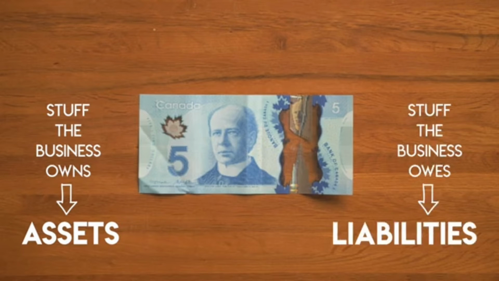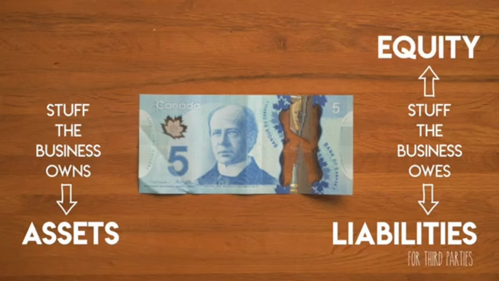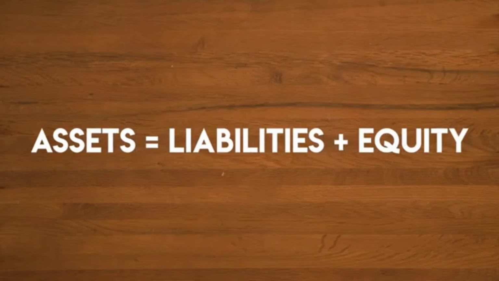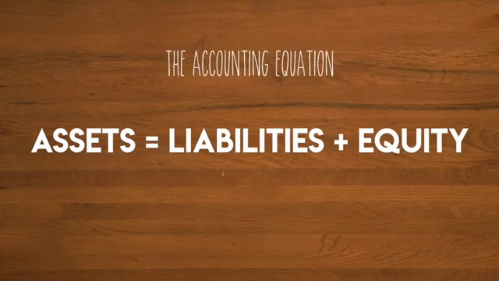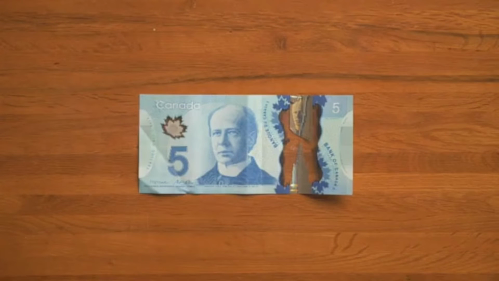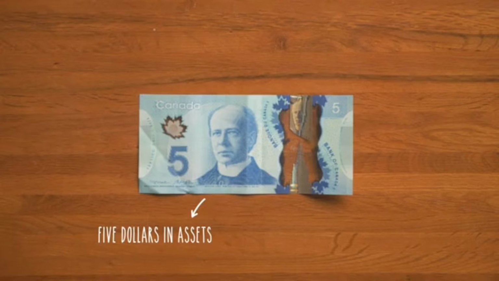We use liabilities to describe what the business owes to third parties, and we use equity to describe what the business owes to its owner, in this case, me. So assets equal liabilities plus equity. There we have it, the full accounting equation. Simple, hey? So that $5 that my popcorn business now has is called an asset. And that $5 that my business owes back to me is called equity.